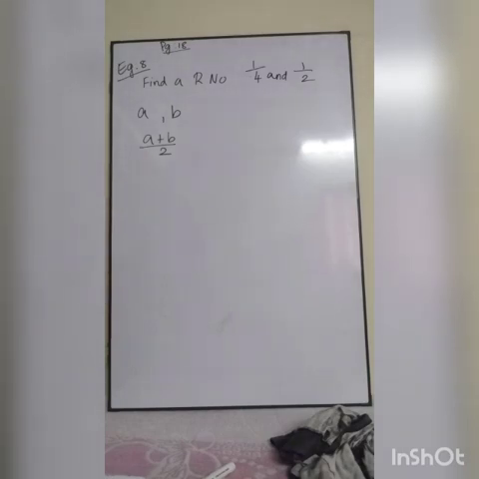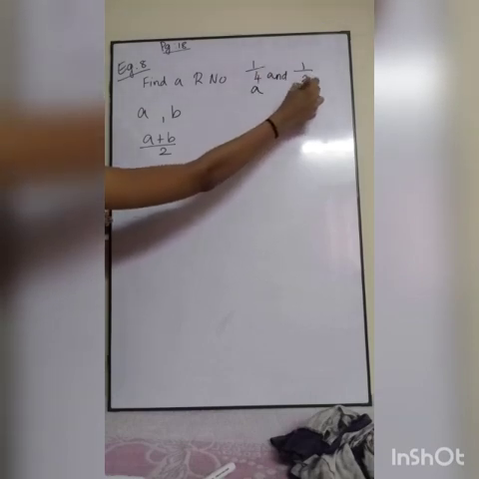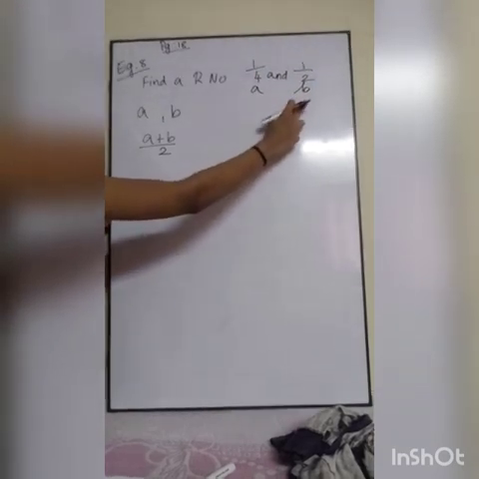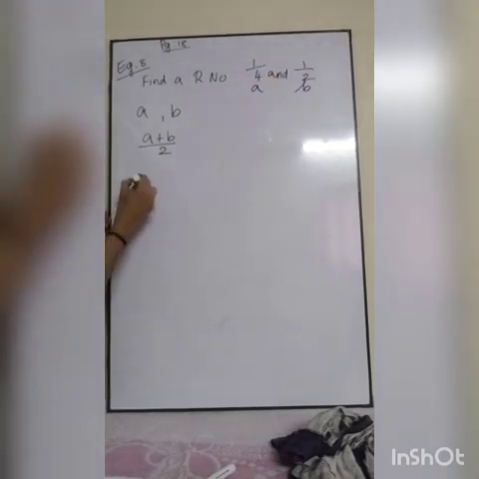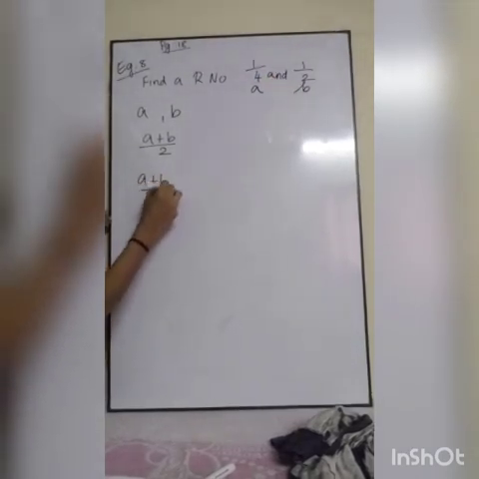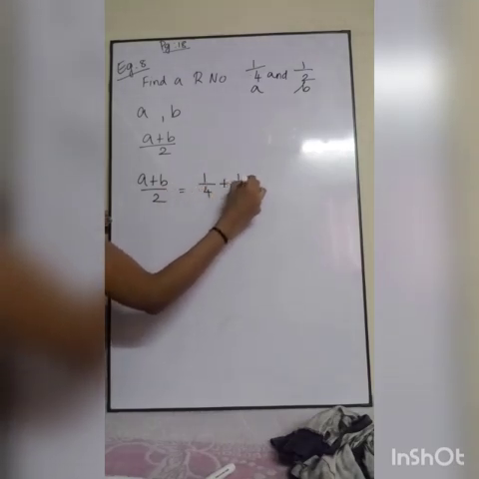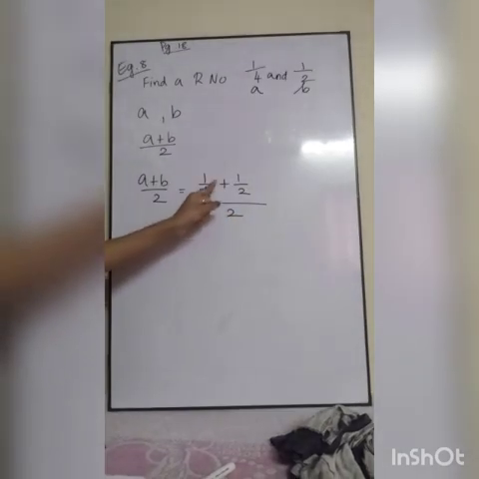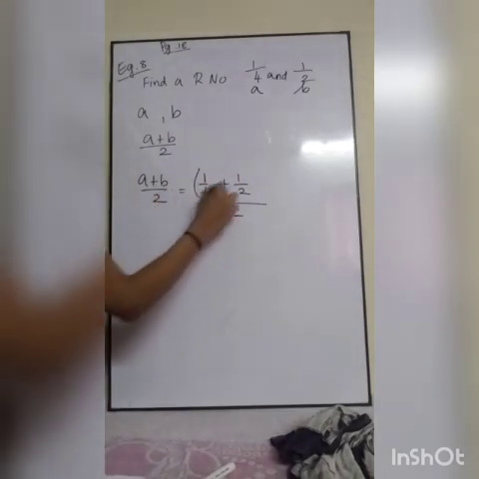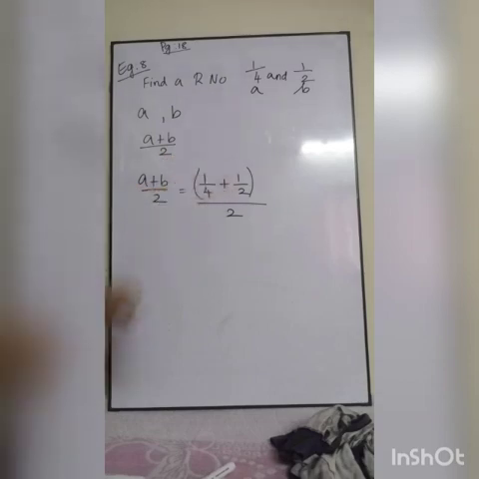So what I am going to do is take this as A and this as B. These two are rational numbers and we have to find the rational number between them. What is the formula? (A + B) by 2, right? What is the A value? (1 by 4 plus 1 by 2) whole divided by 2. Listen carefully, this 2 is this one. A is 1 by 4 plus B is 1 by 2.